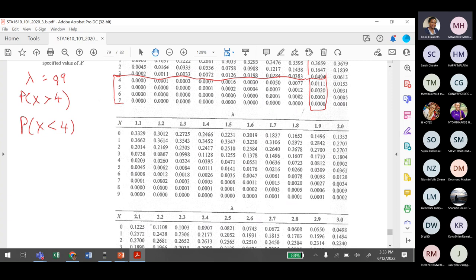Similarly, if your lambda was 1.9, then you will come to 1.9. And if it said it's greater than 4, it will be from here. Oh, sorry, I did it all wrong, because greater than 4 means you only add from 5. You don't add 4. So you only add those ones. Greater than 4 does not include 4. So you exclude 4, and you're going to add all those values there. You just need to be very careful when you read your averages. You need to go to the exact table that you are using. Okay.